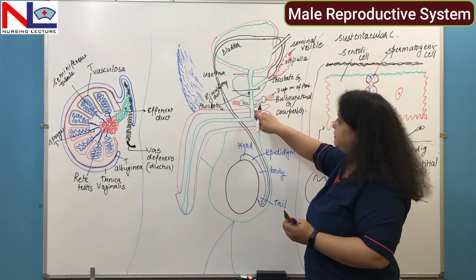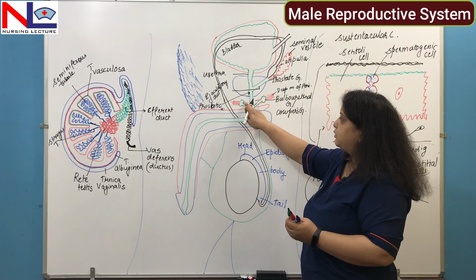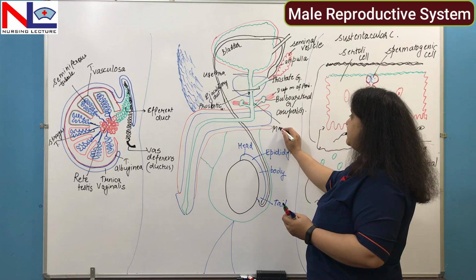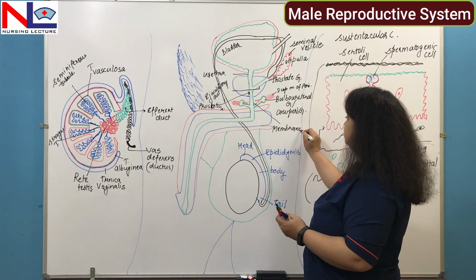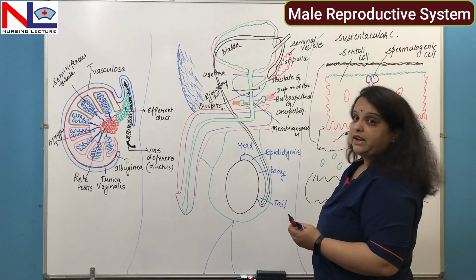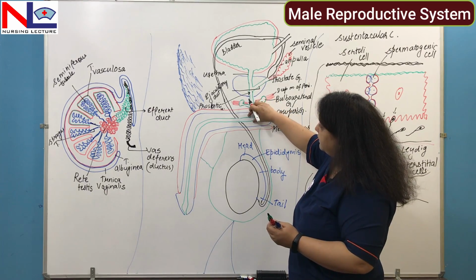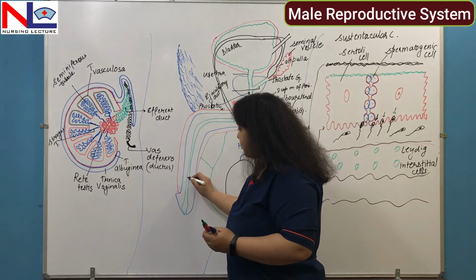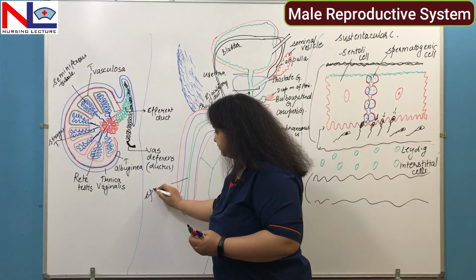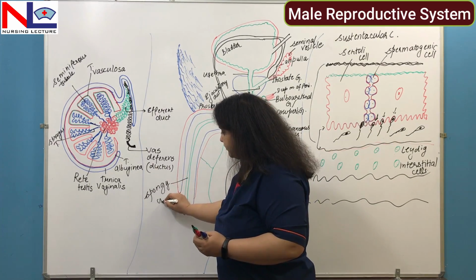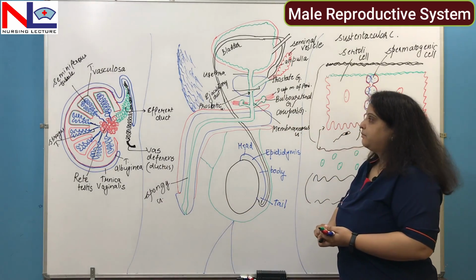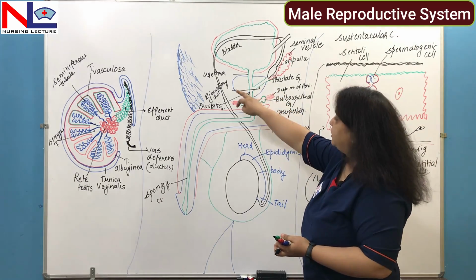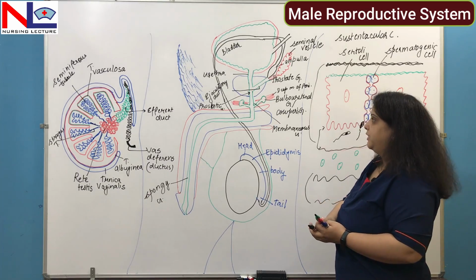and once it descends down and crosses through the deep muscles of perineum, here it is called the membranous urethra. Okay, and the part of urethra that runs along the corpus spongiosum is called the spongy urethra. So depending on the structures associated with the urethra, it is named three ways: prostatic urethra, membranous urethra and the spongy urethra.